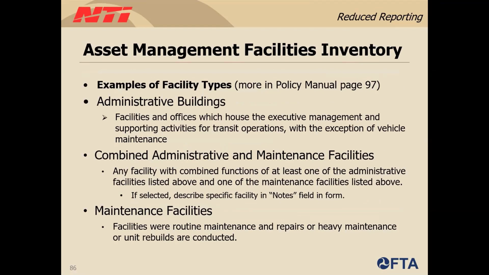A few common examples of facility types are administrative buildings, which are the offices that house executive management and supporting activities for transit operations, combined administrative and maintenance facilities, which are facilities that combine the functions of both an admin and maintenance facility, and finally, maintenance facilities. These are facilities where routine and heavy maintenance on vehicles are performed.